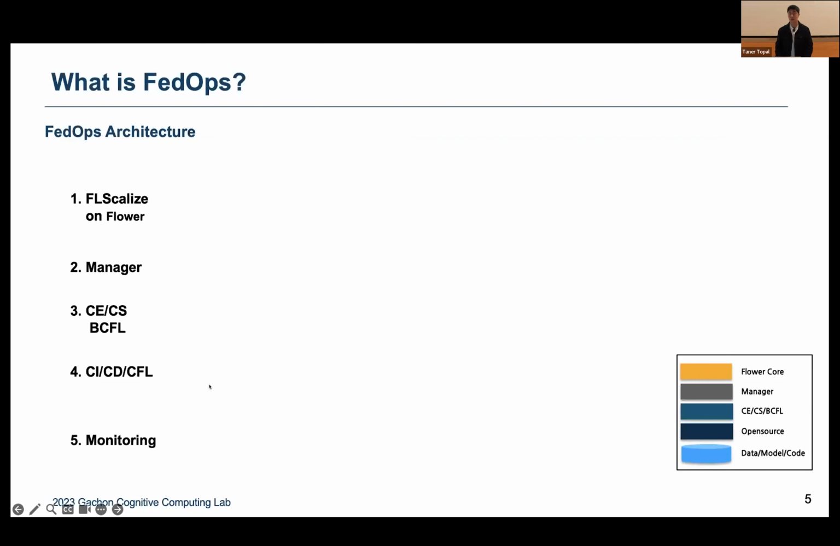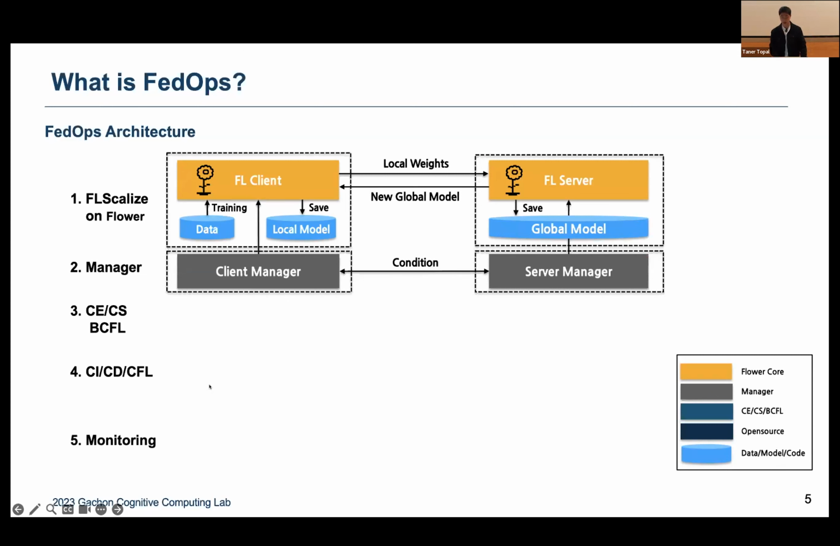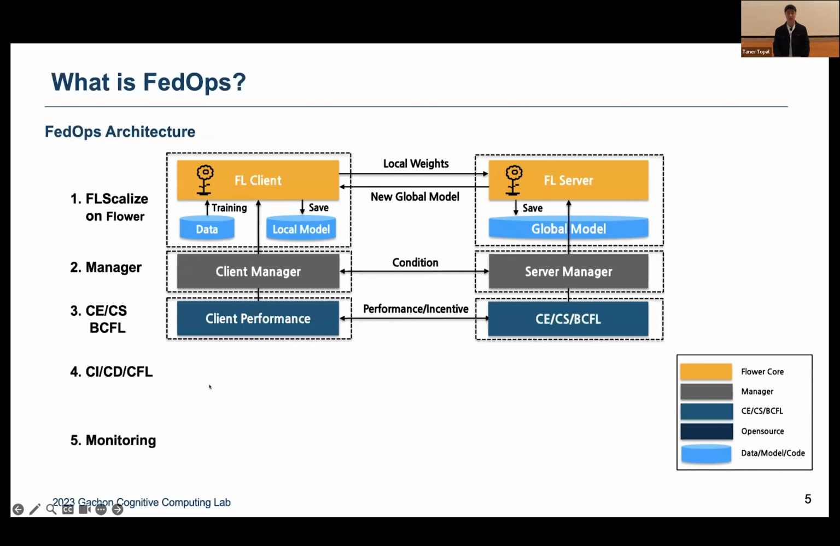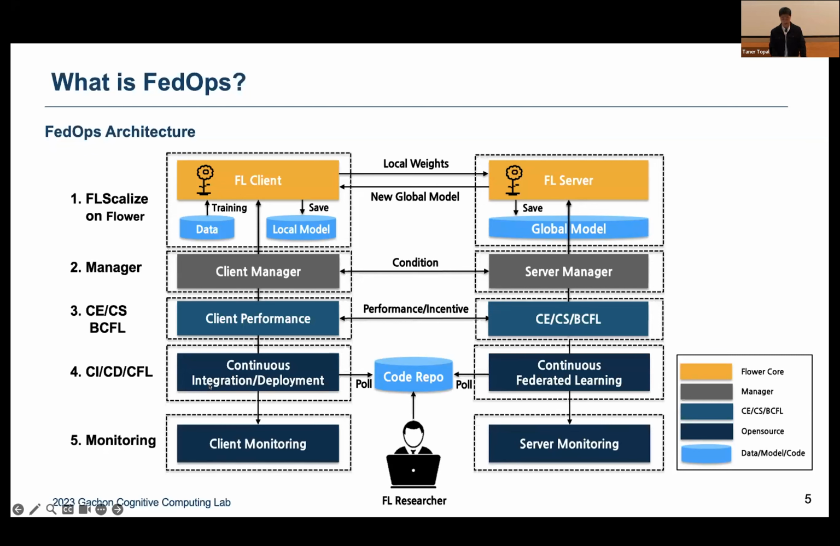So FedOps has 5 key features. First, FL Scalize. It simplifies the application of data and models in a federated learning environment by leveraging Flower's client and server. Second, the manager oversees and manages the real-time federated learning progress of both client and server. Third, contribution evaluation and client selection processes incentivize individual clients through a BCFL based on their performance. Fourth, the CI/CD CFL system integrates with a code repository, enabling code deployment to multiple clients and servers for continuous or periodic FL running. Fifth, the FL dashboard is available for monitoring and observing the lifecycle of FL clients and server.